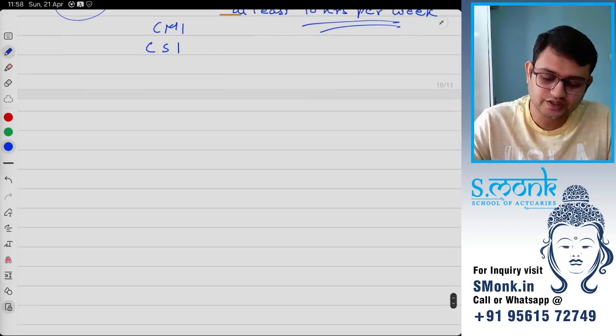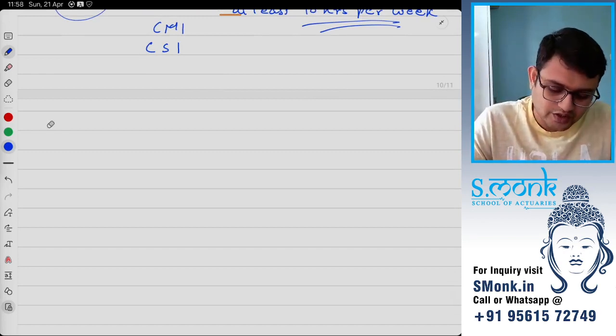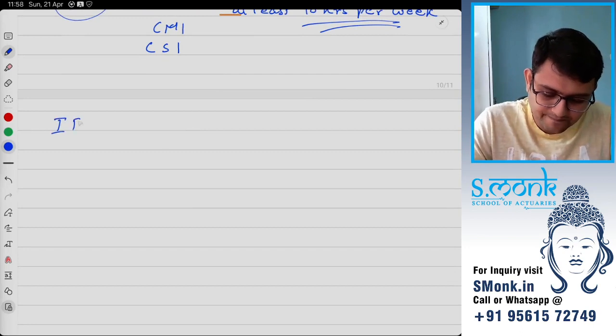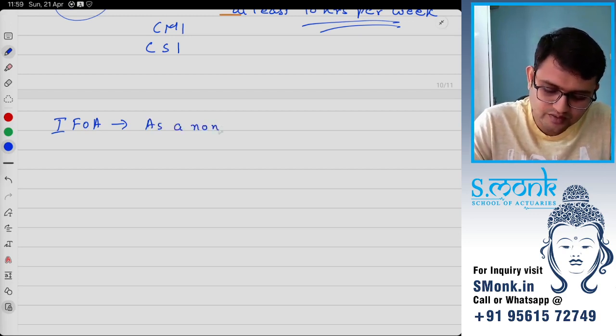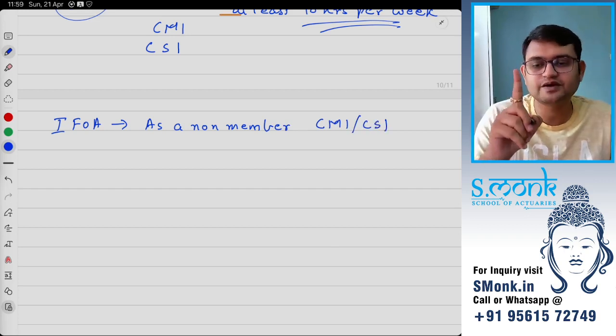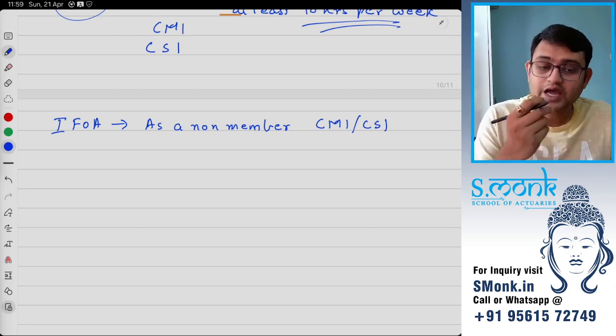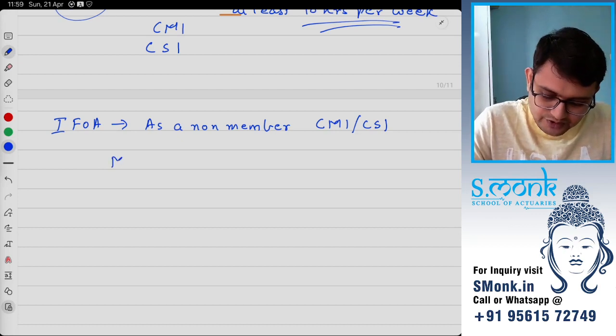Registration. Now see, there are two ways of giving the examination for IFoA. You can give the examination as a non-member. If you are giving the examination as a non-member, you can give either CM1 or CS1, one of these two. Only one examination you can give as a non-member. After that, you have to become a member.